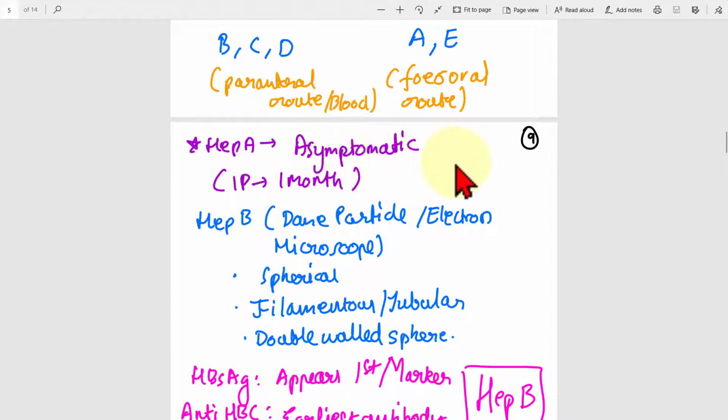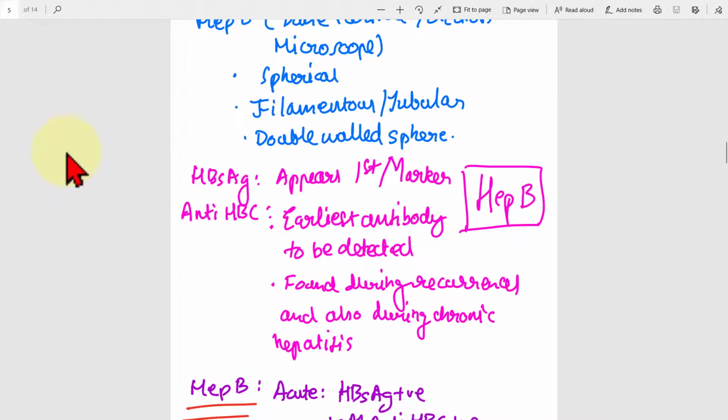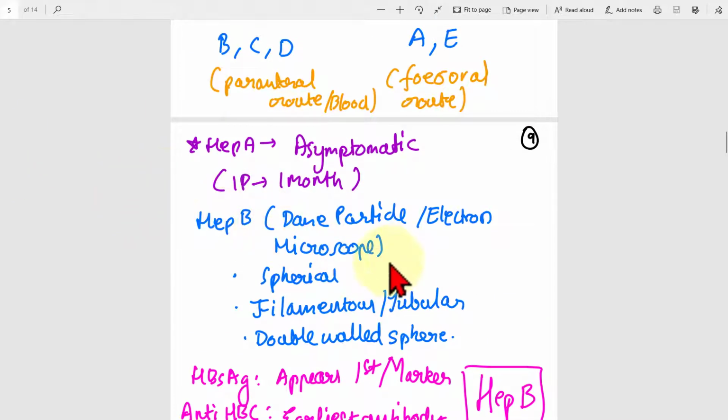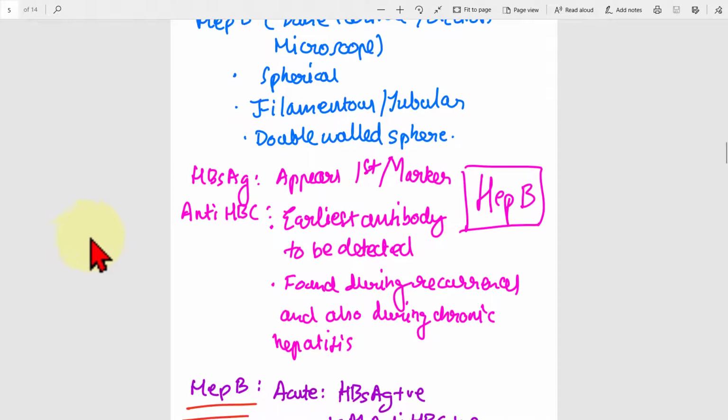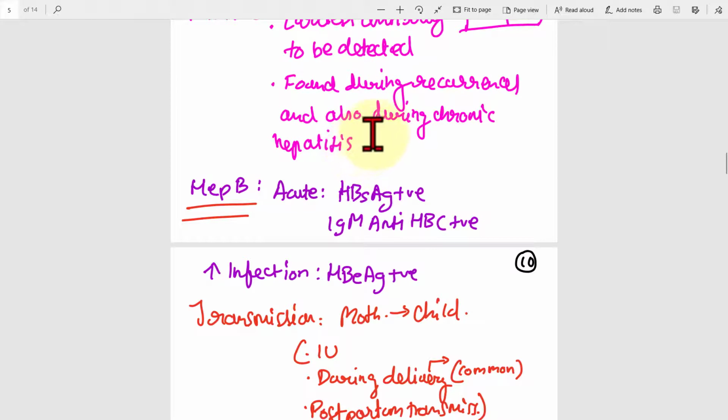Now moving on to Hep A. Hep A is basically asymptomatic, and the incubation period is about 30 days. And moving on to Hep B, it has the presence of Dane particle, which is seen under the electron microscope. It is spherical, filamentous, or can be tubular, and it is a double-walled sphere. Moving on to HBsAg, it is a marker which appears first, and anti-HBc is the earliest antibody to be detected, and it is found during recurrences and also during chronic hepatitis.